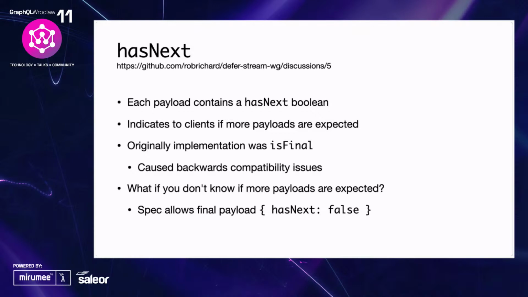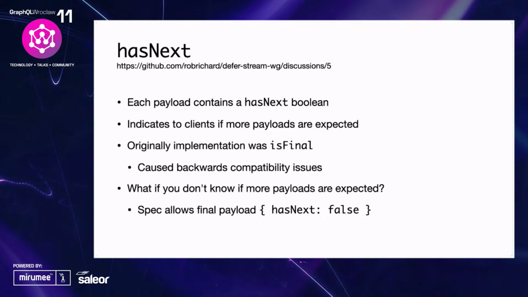As I showed earlier, each payload has a Boolean field, hasNext. And this should be used by clients to know if more payloads are expected. It started out as isFinal and was only needed on the final payload, but we found that it caused backwards compatibility issues. If a client was communicating with a server that didn't implement defer stream, it would never see isFinal in the initial payload, and it would get stuck waiting for more payloads. So we decided with the working group to standardize on the inverse form. We changed it to hasNext.